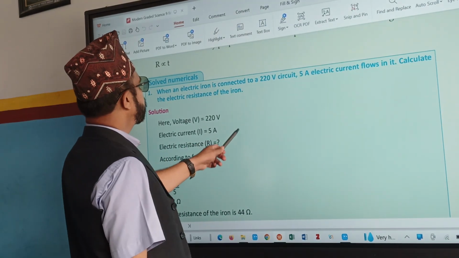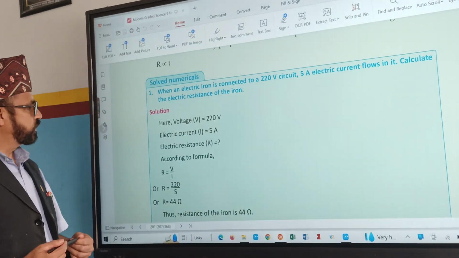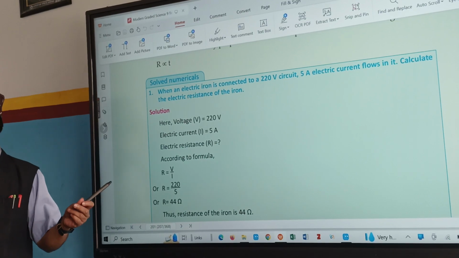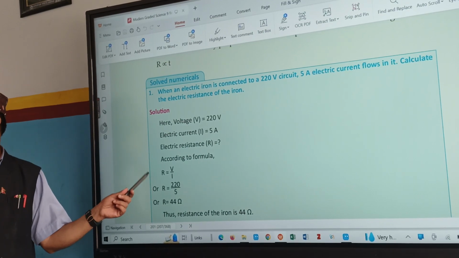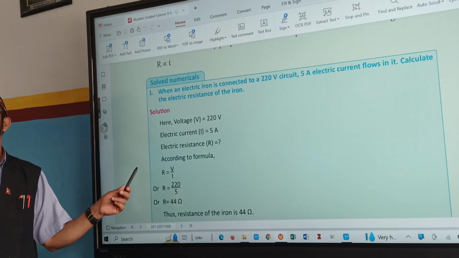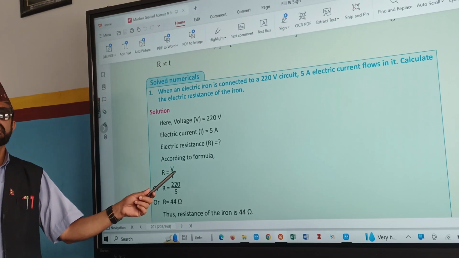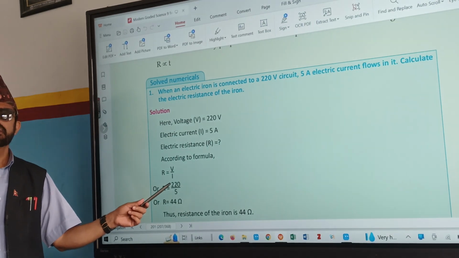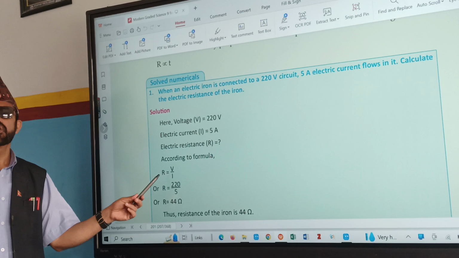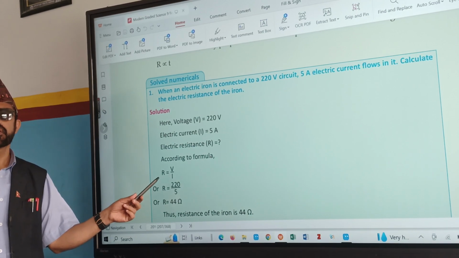So, yesterday you have discussed up to here. Yes or no? Electricity. Good. One formula was there, and I said we'll be discussing it next week. What is the formula? R equals V by I. What is R? Resistance. What is V? Voltage. What is I? Electric current. So the SI unit of resistance is ohm.